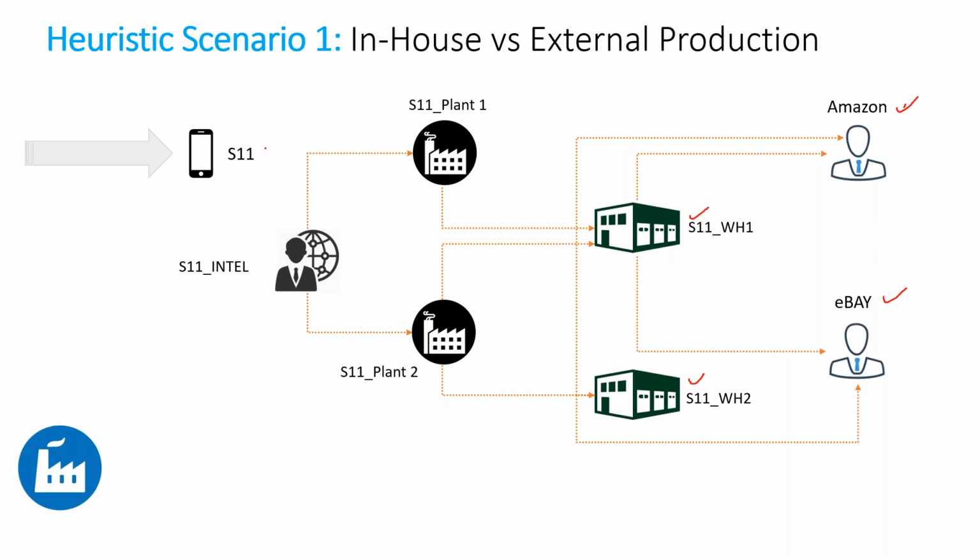And then there are other ways to influence it, not just the quotas. It's not always quotas, right? Sometimes we will have some kind of hard rules which we want the system to adhere to. We'll see all those also. So that's the first scenario: in-house versus external production.